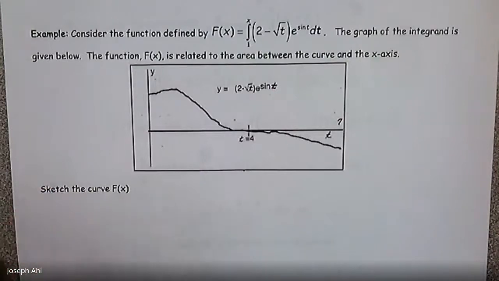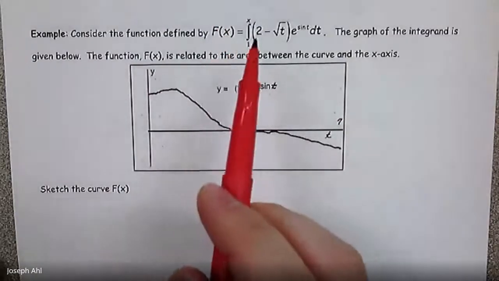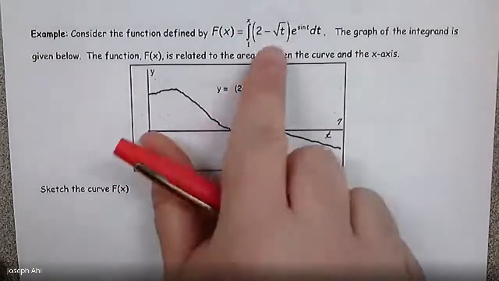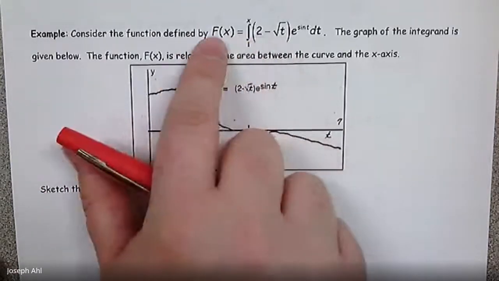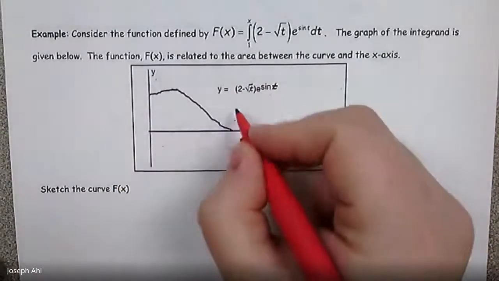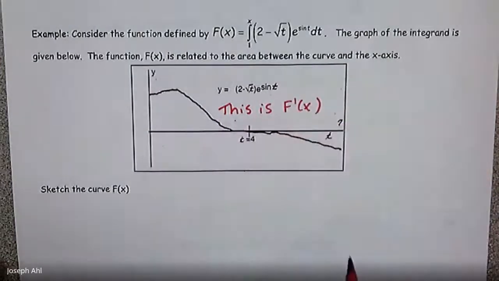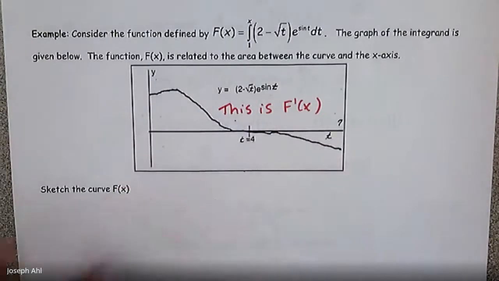So if we think about what's going on here, if capital F of x is what I want to sketch, capital F of x is the integral of all of this. So what do I know about all of this right here? If I want to know what this function is in relationship to F of x, this function, 2 minus radical t e to the sine t, this is really f prime of x, isn't it? This is the first derivative. So what we're doing is, given a derivative, we want to find the original function F of x, which we've done curve sketching like that in the past, okay?